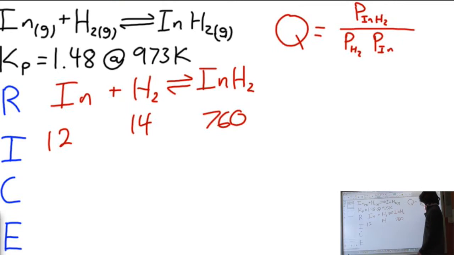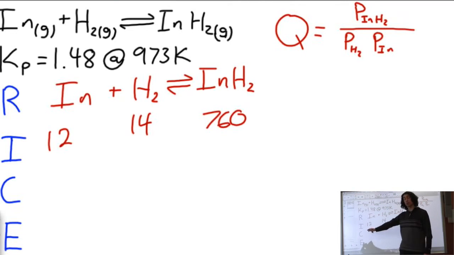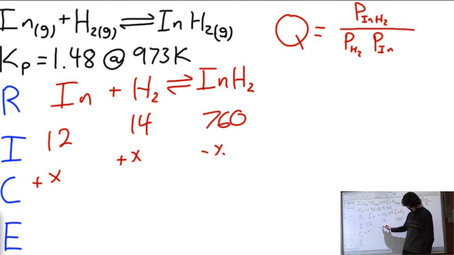And if Q is bigger than Kp, that means the numerator or the products are larger than Kp should be, and the reaction should go backwards. And that is the case we see here. I won't do the calculation to save time, but I will give you the results here. That means we know that we must add to the reactants and take away from the products.